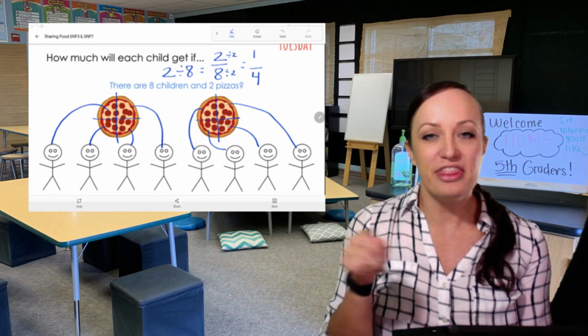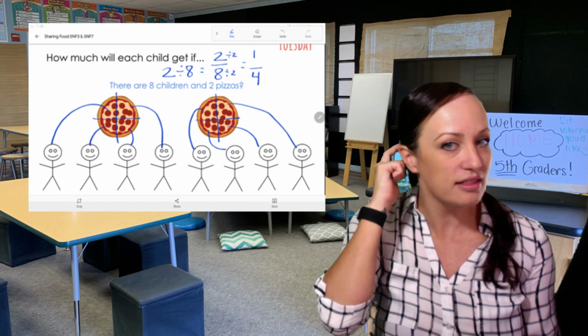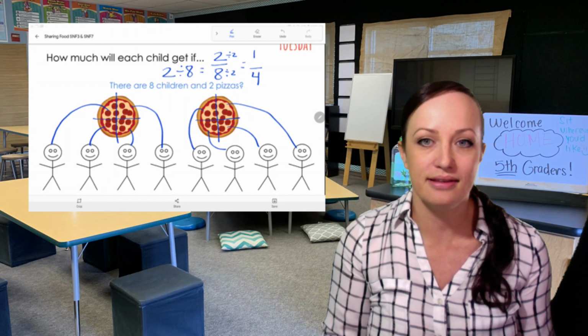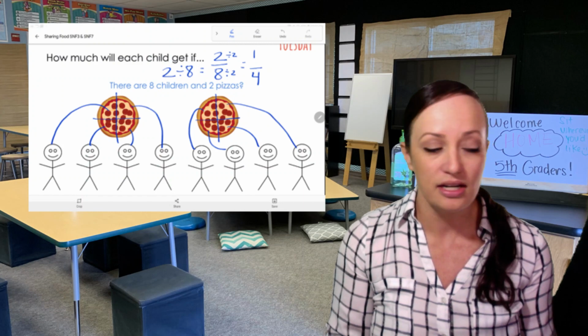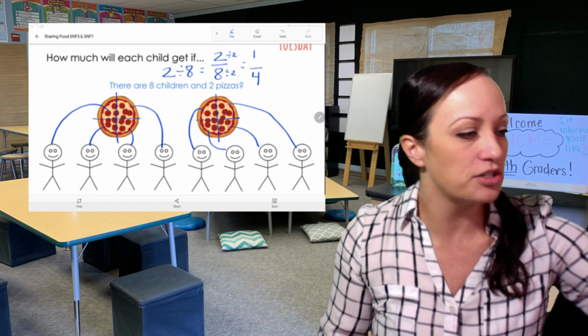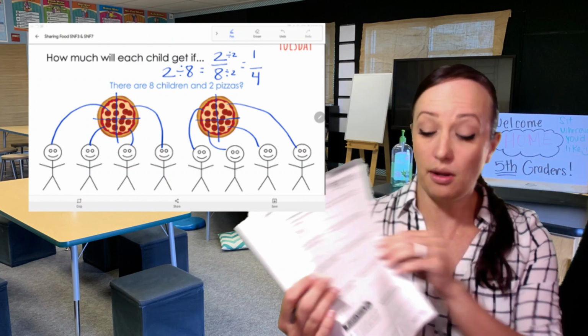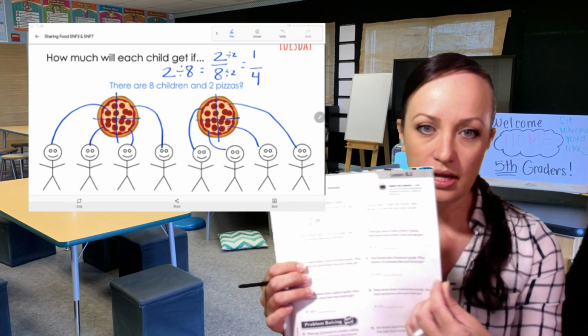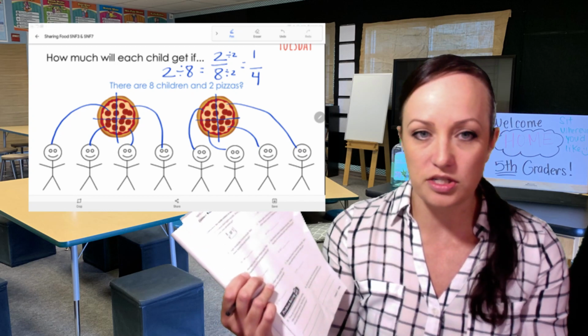All right, so this I don't think is super hard. I think that it's just an extension of what we've learned in the past, and this is our second day practicing it. Your work today is going to be on page 368 and 368A and B, which is kind of like a black and white version on copy paper. And there's similar questions to what we just did.